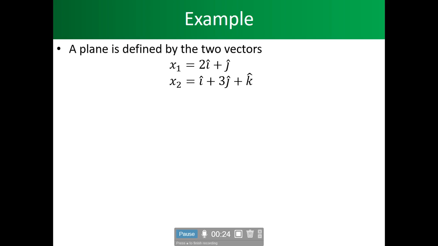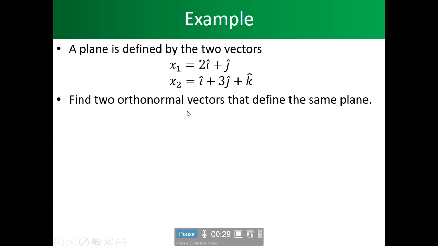A plane is defined by two vectors. Remember that, two vectors. We have x1 and x2. Those are going to be our two vectors. Now we want to find the normal vectors that define the same space, orthonormal. Okay, so let's get started.